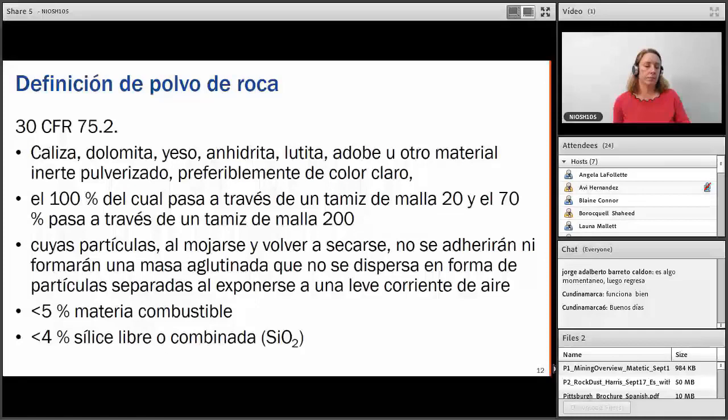Combustible material. Rock dust must also contain less than 5% combustible material. And rock dust must contain less than 4% silica content. Polvo de roca debe tener menos que el 4% de sílice libre o combinado.